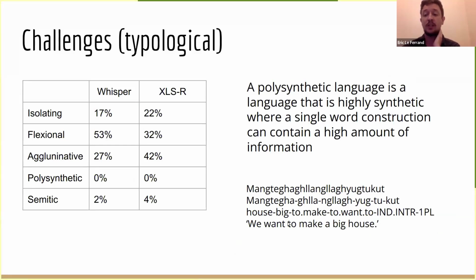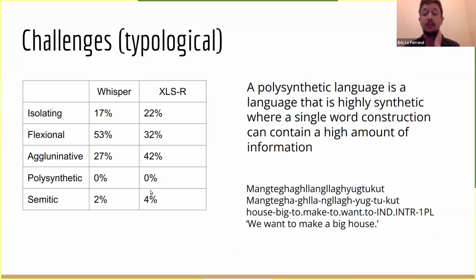The second challenge is about the type of language we have. This is the distribution of the morphological typology we have in the two main speech recognition models, Whisper and XLSR. And you can see from the languages used for the training that none of them are polysynthetic.